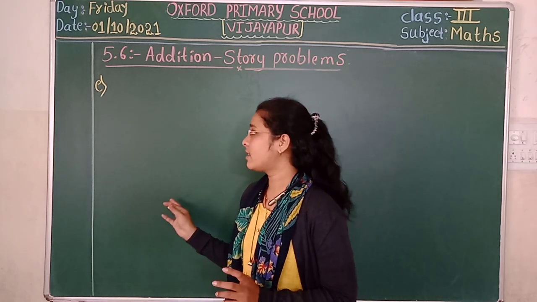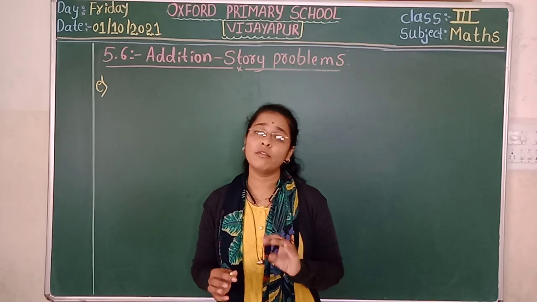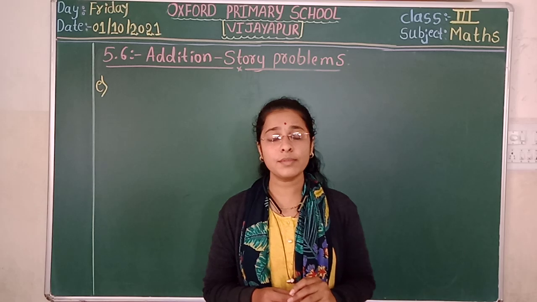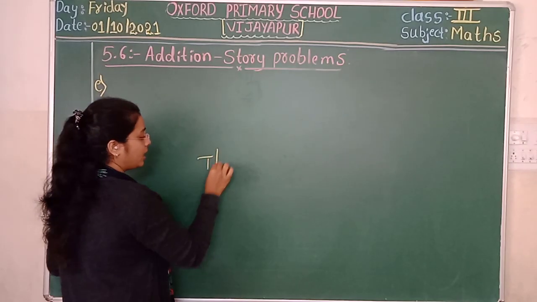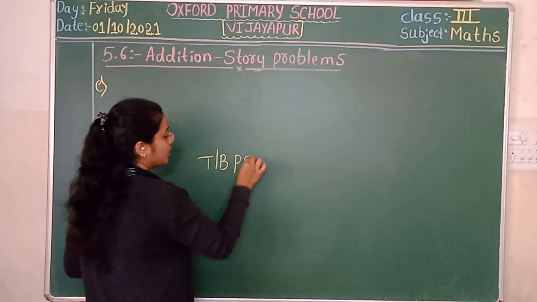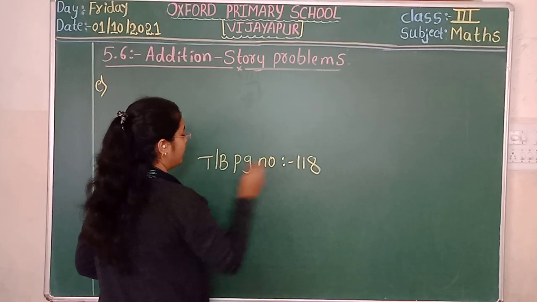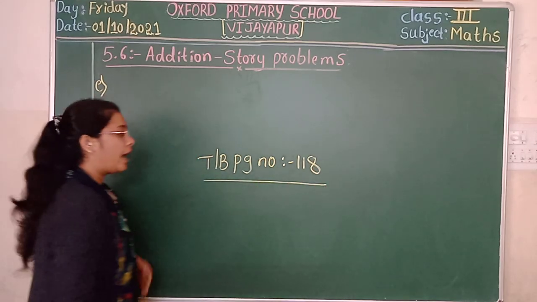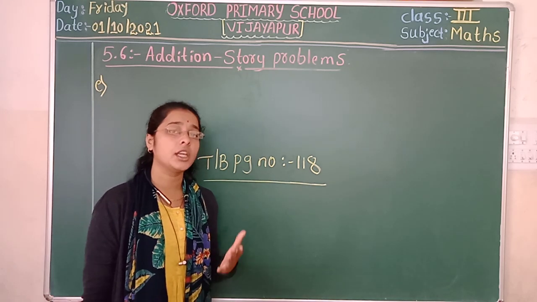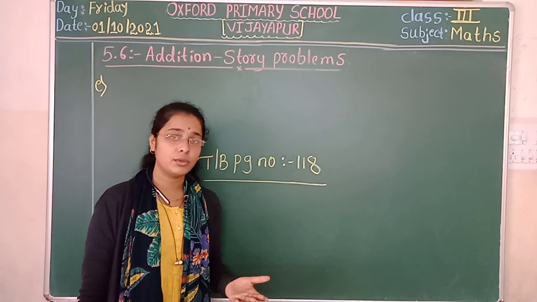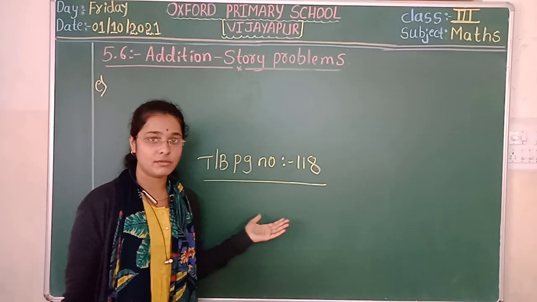In today's Friday's class, I am going to teach you E, F, G, H, which are the last 4 story problems present in the textbook page number 118, which contains the remaining 4 story problems. At first, I will write all the stories in the notebook. What you have to do, children? You have to open your textbook and copy the question number E in your notebook.